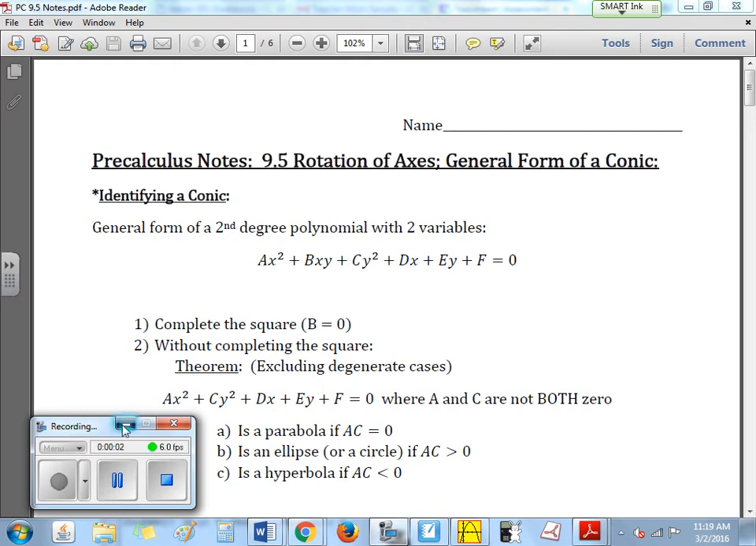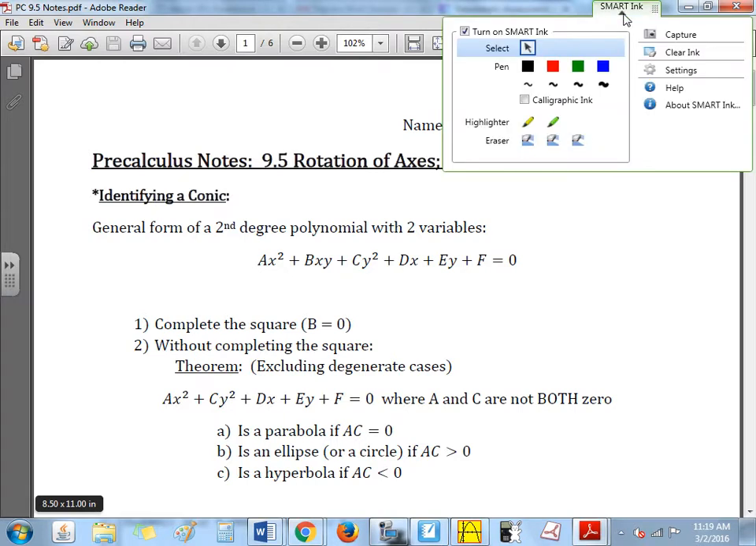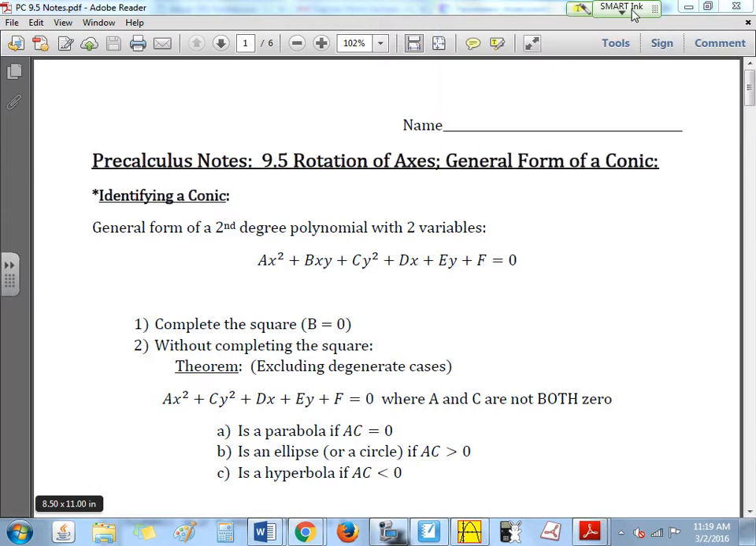Okay, so welcome to 9.5. Today we're going to try and talk about what happens when your conic general forms contain this extra term right here. So remember how we talked about conics being written in general format? You can write all conics like this, but normally they don't have that bxy there.